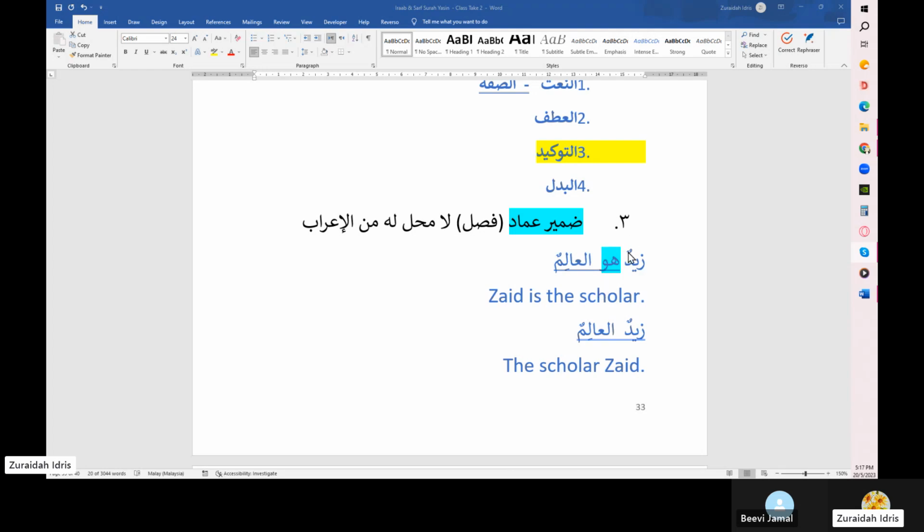So that's why we put in the huwa. We put in the huwa to be the separator between these two words so that we know that we mean Zaid is the scholar.